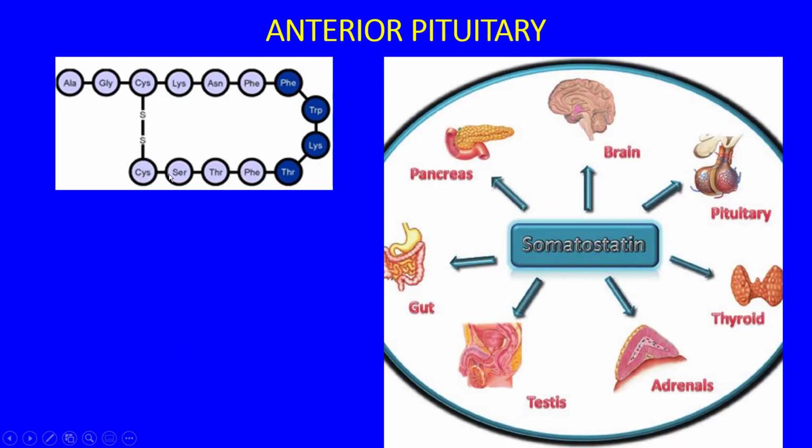Here is somatostatin, a relatively small peptide. Notice that you have a disulfide bridge between the cysteines. Notice all the organs that can be affected by somatostatin: adrenals, testes, gut, pancreas, brain, pituitary, and thyroid.